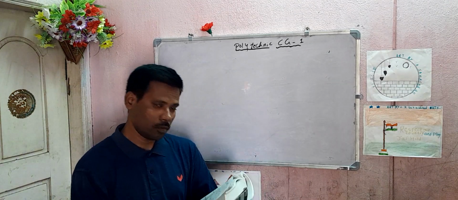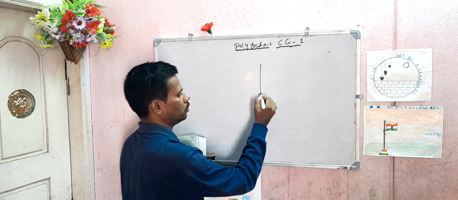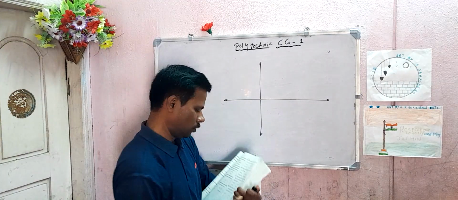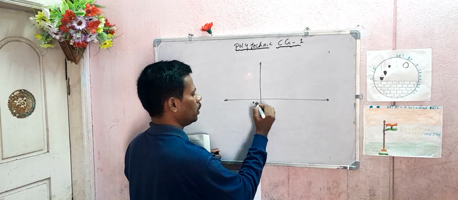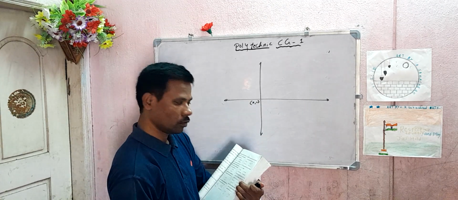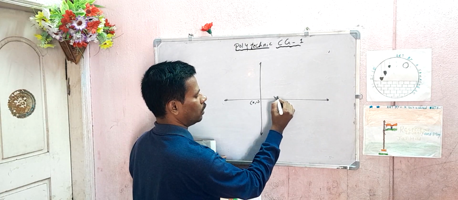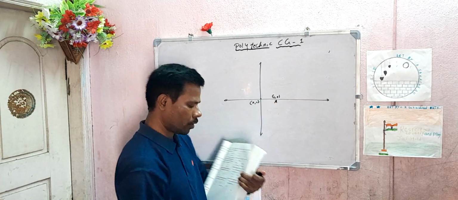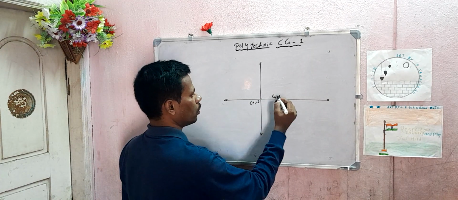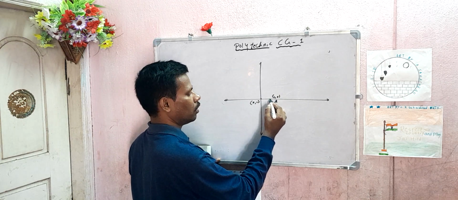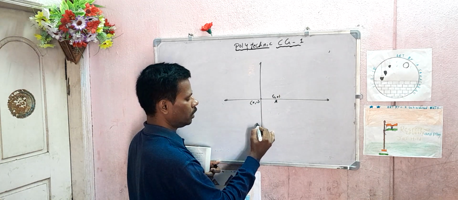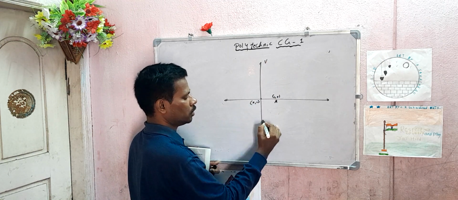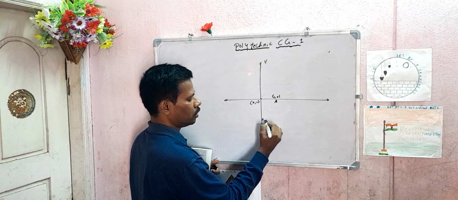Zero, 0, 1, 0 and 0 minus 4. First you mark these points. 0, 0 will be here only. 1, 0 will be 1, comma 0, because on x-axis y coordinate is 0. One more point should be there. 0, comma minus 4. 0, comma minus 4 means on y-axis x coordinate is 0. 0, comma minus 4 will be here.